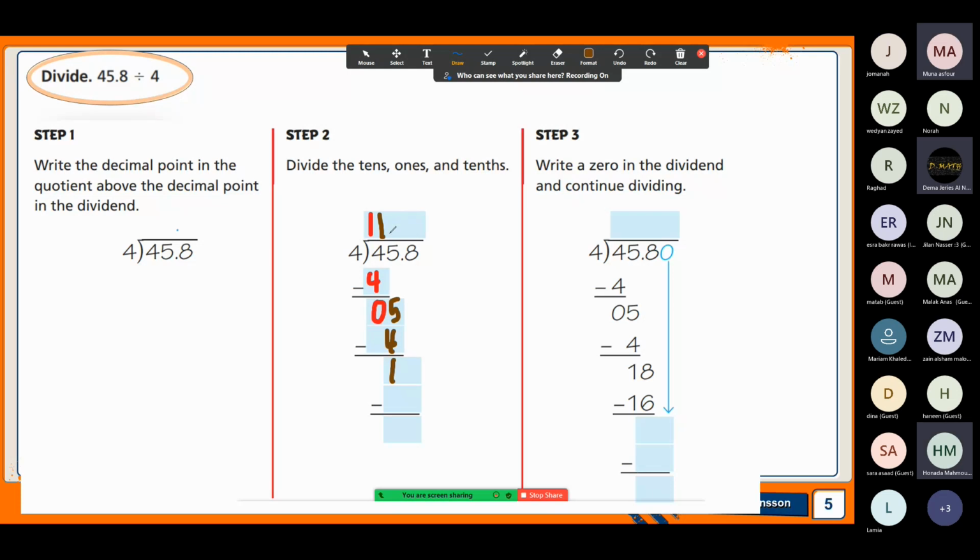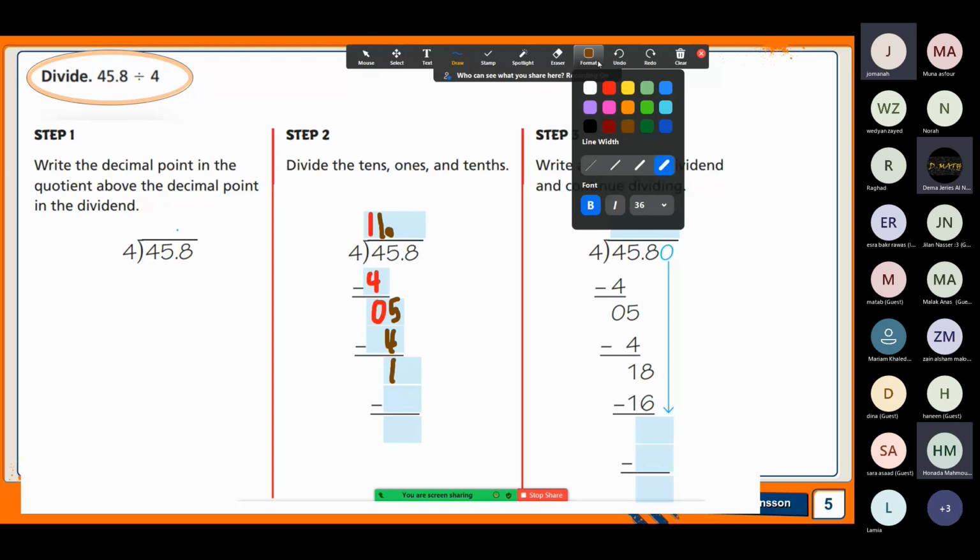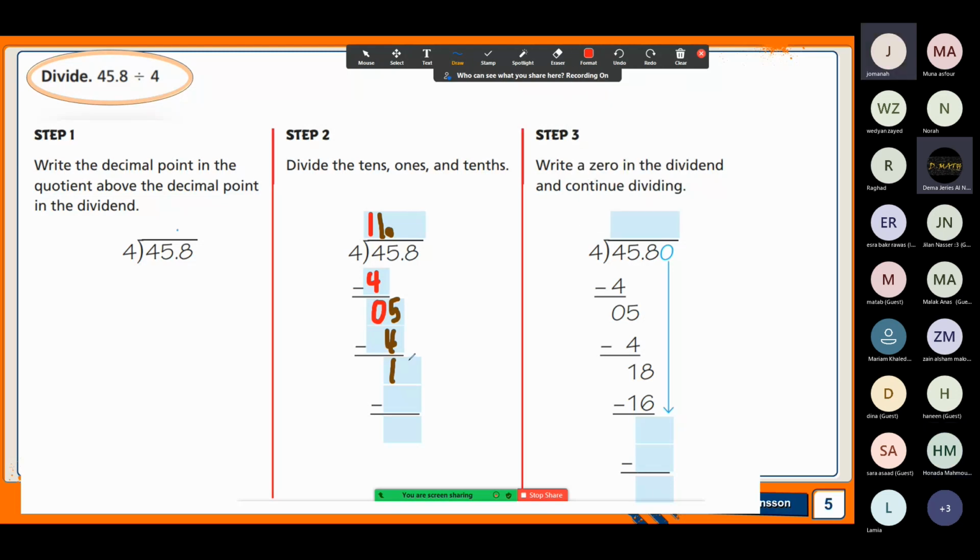Put the decimal point under the 8, and then you will call down the 8. After you put the decimal point, you will call the 8. Now 18 over 4 is 4. 4 times 4 is 16. So after you finish dividing, what is the remainder now? 2.